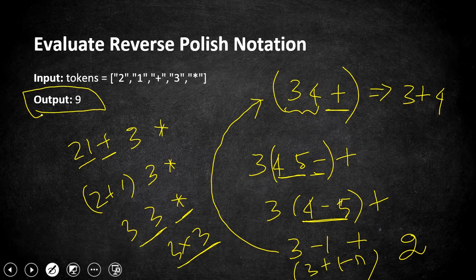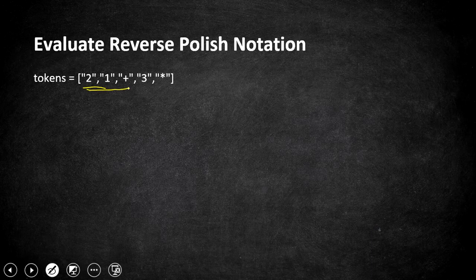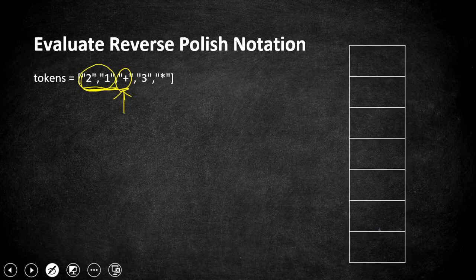So how are we going to approach this? As I have explained, there should be two operands followed by one operator. In other words, whenever we see an operator for the first time, we have to apply that operator to the previous two numbers. So we are going to use a stack here. We are going to push the elements into the stack, and whenever we see an operator, we pop the top two elements, perform that operation, and put the resulting number back into our stack.